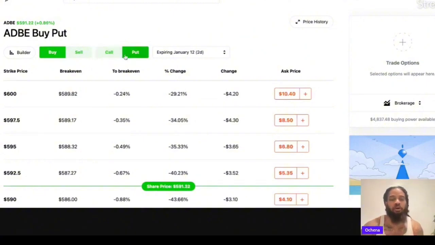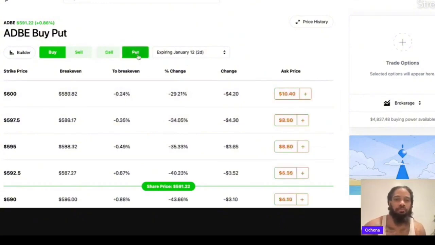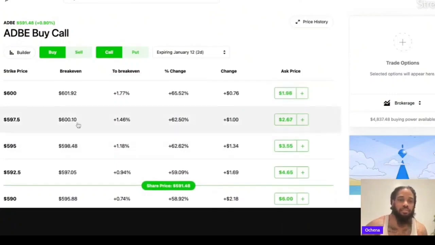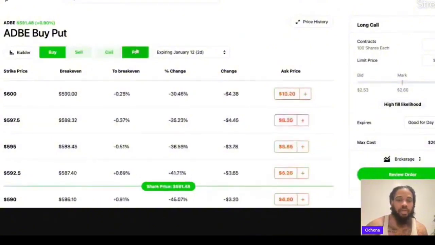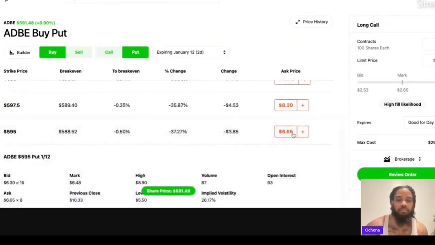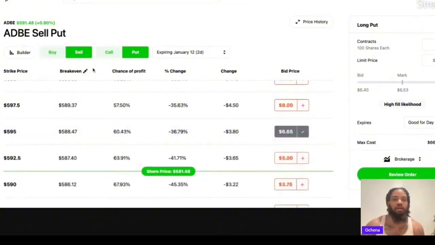So remember, guys, call means that you're betting that the Adobe stock is going to go up, and put means that you're betting that it's going to go down. If you're betting that it's going to go up, you hit the call option, choose one of the strike prices, and then decide if you want to buy it or not. If you want to bet that it's going to go down, you go to the put, choose one of these strike prices, and buy or not. It's basically another, more advanced part of option trading where you could sell covered calls.